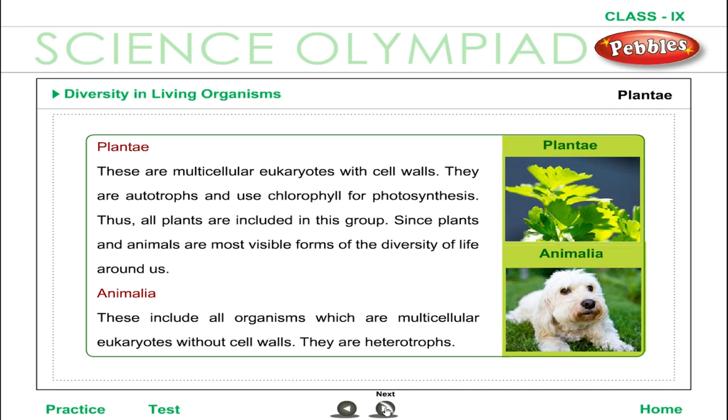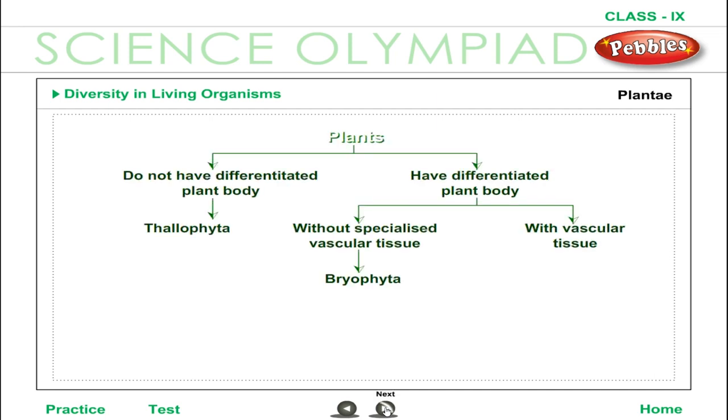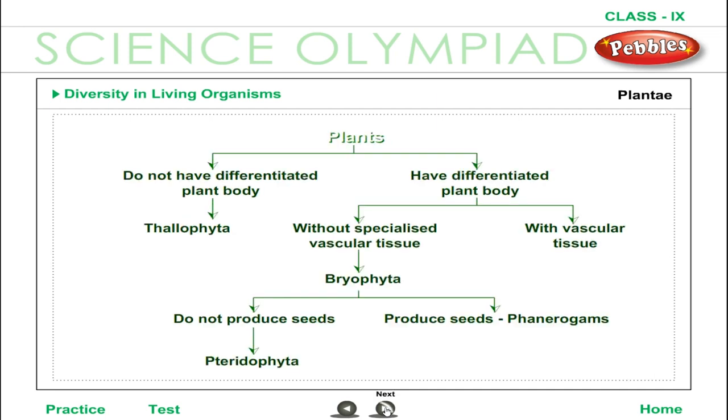Plantae. These are multicellular eukaryotes with cell walls. They are autotrophs and use chlorophyll for photosynthesis. Thus, all plants are included in this group, since plants and animals are the most visible forms of the diversity of life around us. Animalia. These include all organisms which are multicellular eukaryotes without cell walls. They are heterotrophs.